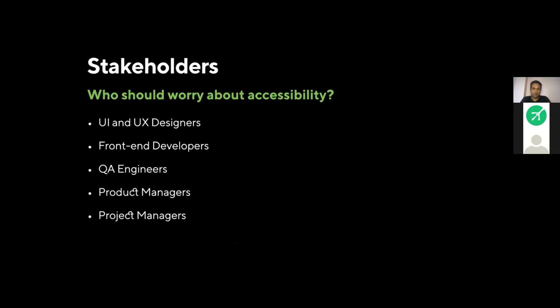Now, who needs to make sure that these accessibility compliance issues are handled? It's not just UI and UX designers, because it starts there, but even the front-end developers, the QA engineers, the product managers, and the project managers equally need to be in the same loop so that we all understand and account for accessibility in our project, and before we sign off, we go through a checklist of things and make sure our system is compliant.